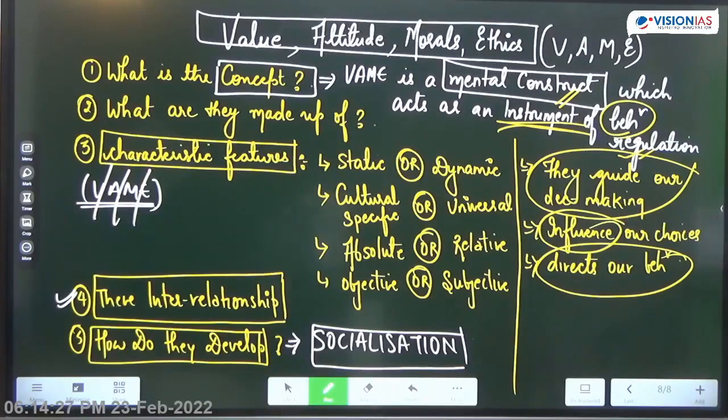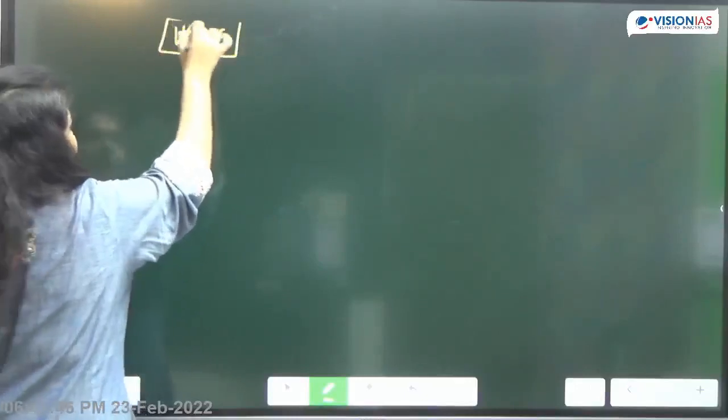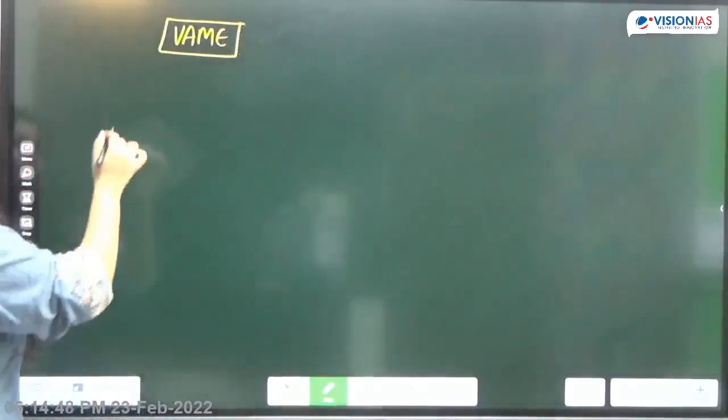And how are they regulating my behavior? By guiding my decision making, influencing my choices and directing my behavior. Is that very clear? Next question arises. What are these concepts made up of? If I have to take this VAME, what are they made up of? They are made up of three components.